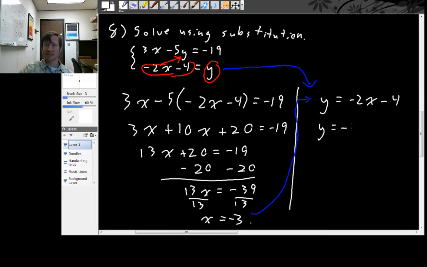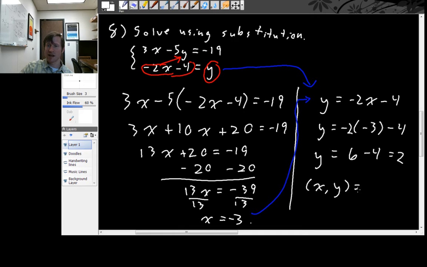We know what x is. It's negative 3, so we'll put that in there for x. Whoops, I forgot my 2 over here. Okay, so y is negative 2 times x, which is negative 3, minus 4. And now we can just do this arithmetic. Negative 2 times negative 3 is 6, minus 4, that's 2. So our solution, which is x comma y, is the point negative 3 comma 2.